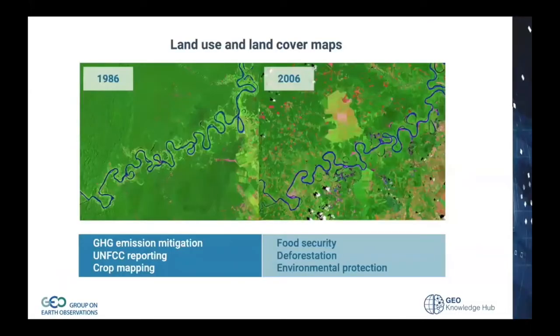In this picture, we can see that anthropic activities modify the natural environment, and one way to quantify these changes is through land use and land cover maps. With the help of these maps, it is possible, for example, to estimate greenhouse gas emissions arising from land use and land cover change, identify areas of agriculture expansion, or monitor deforestation.